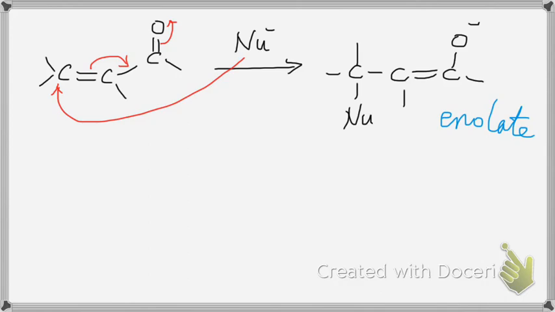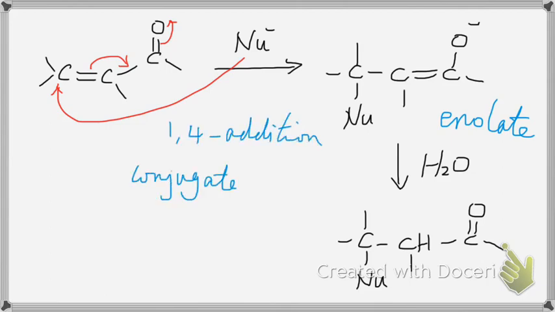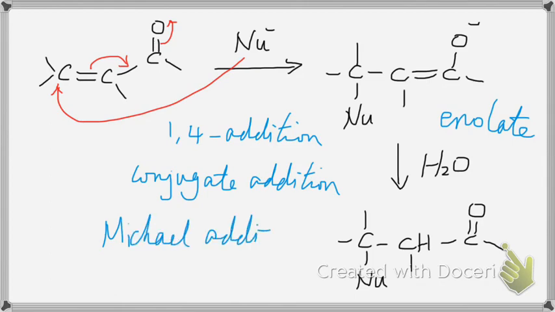And this intermediate is actually the enolate. And when the oxygen gets a proton, it forms the enol, right? And we've learned that the enol is not stable, so the enol will tautomerize to the keto form. So here is the final product. Carbonyl stays, and the nucleophile is attached to the beta carbon. This is called 1,4 addition, or conjugate addition, or Michael addition.